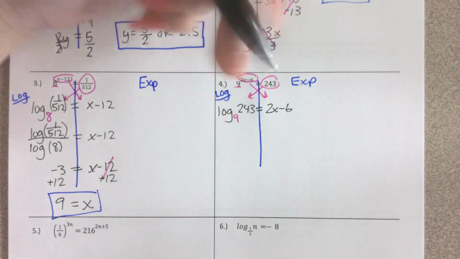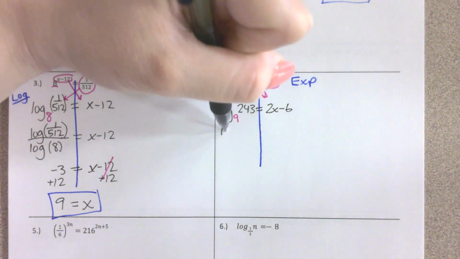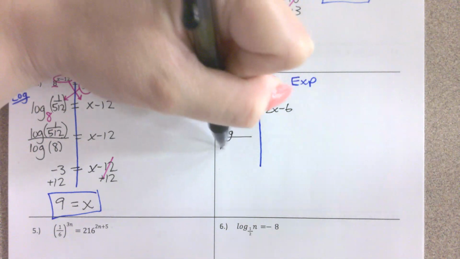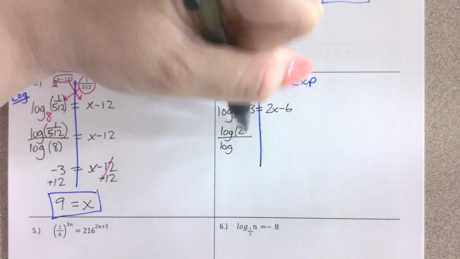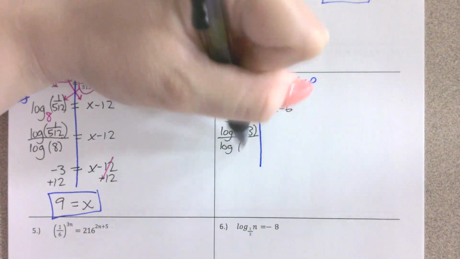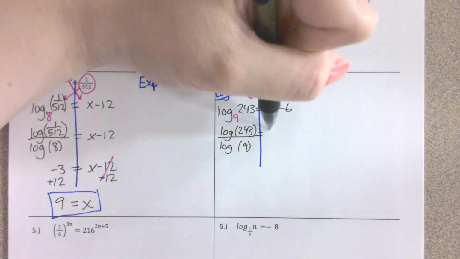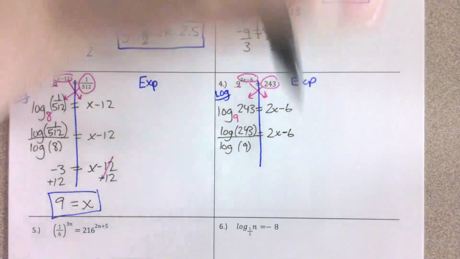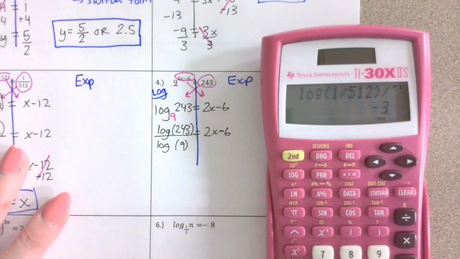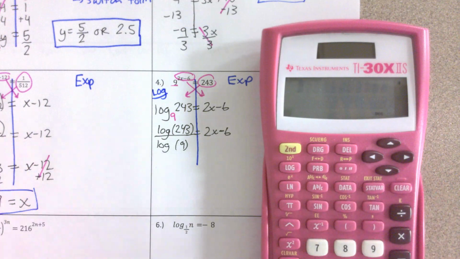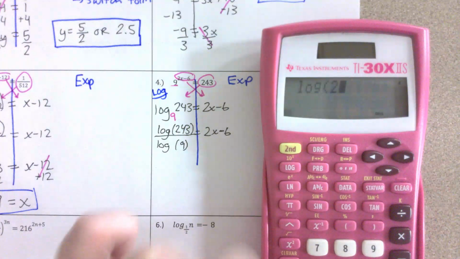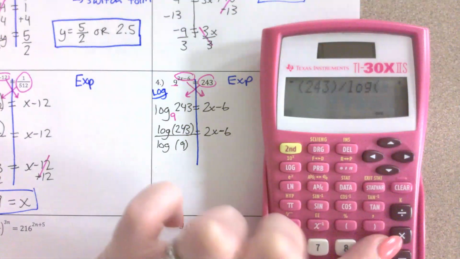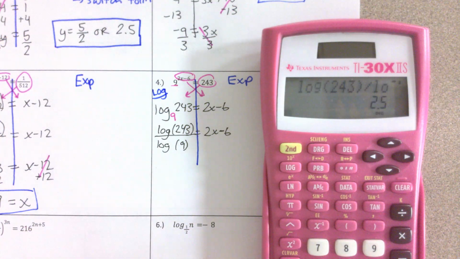Change the base formula to get my answer on the left side. Log, and then it's high over low. 243 over 9. Equals 2x minus 6. And this will still come out nice. Log of 243 divided by log of 9. 2.5.